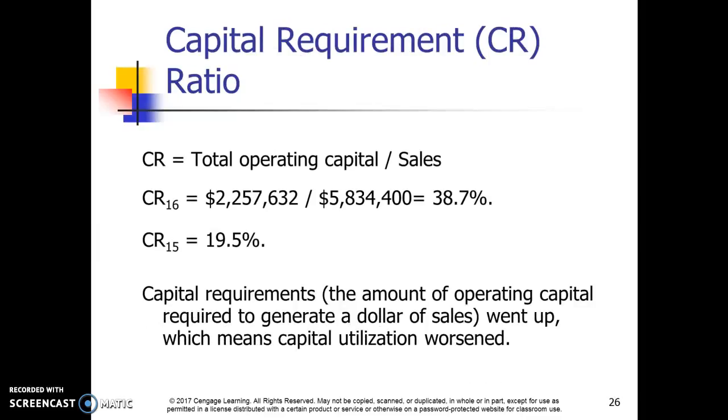The next one we want to look at is capital requirement, right? This is the amount of operating capital required to generate $1 of sales. So basically, how much do you have to invest to make $1? And in 2015, they were at 19.5, and they almost doubled, 38.7 the next year, right? So we had to spend a lot more money to make that same dollar bill the second year.